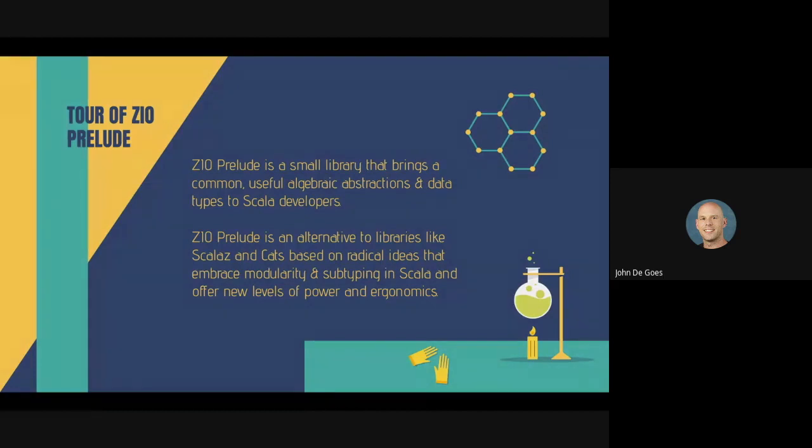And they really embrace the modularity and the subtyping in Scala to offer 2 things. Number 1, new levels of power: you can talk about the structure of data types that you cannot talk about using the classic functor hierarchy. And number 2, ergonomics. This is designed to fit well into the Scala programming language, to embrace subtyping, not just the functional side of Scala, but also the object-oriented side as well. Basically, to take the ZIO design philosophy and push it into the space of functional programming abstractions.